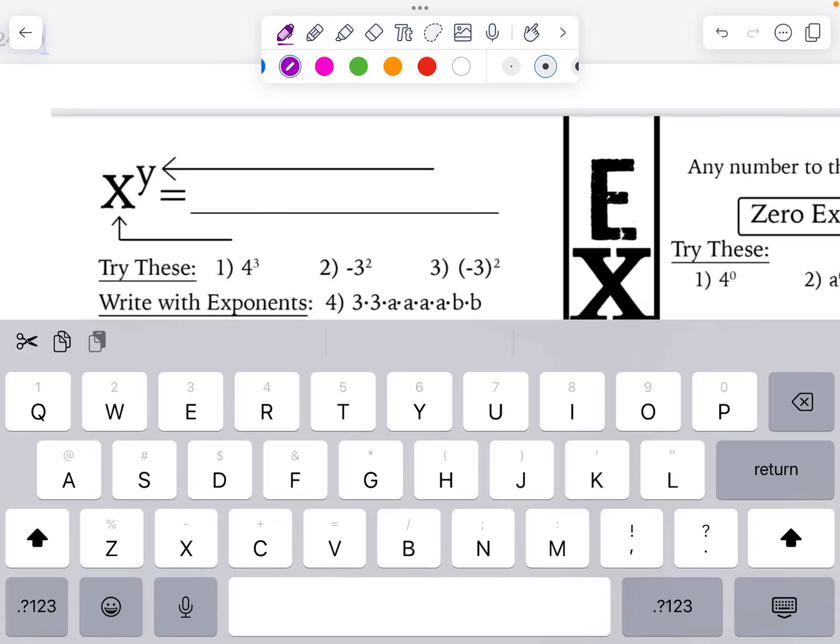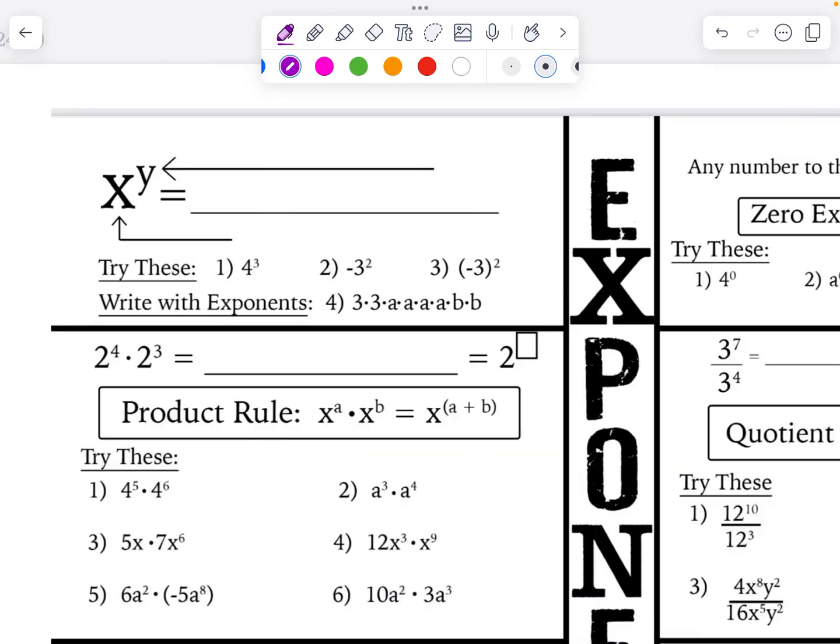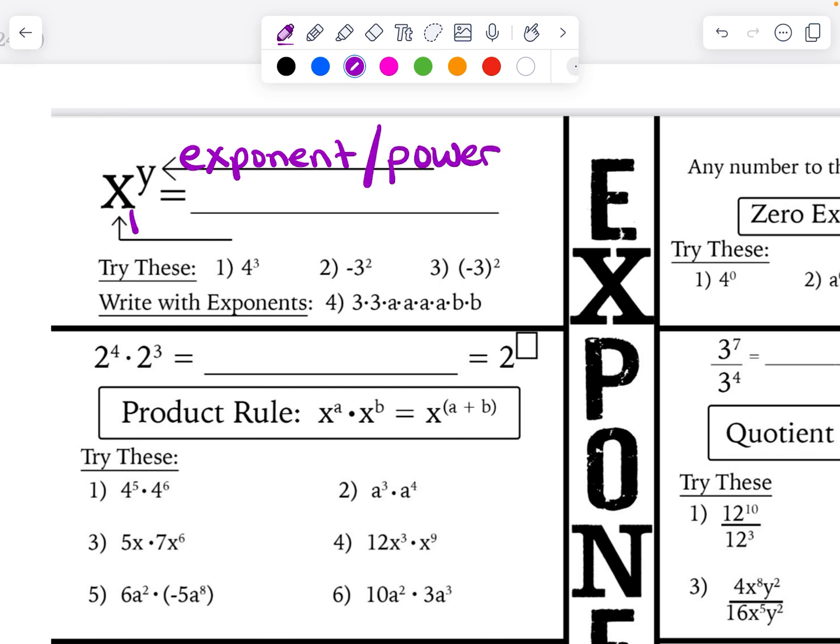All right, today we're going to be talking just some exponent basics. Some of this might be a review for you. We're working in your notes in that first section called basics. An exponent is a little number that is raised above a base number, we call it. So this is the exponent, or sometimes called a power, and this is the base. And it basically means you're going to multiply x times itself, y times.